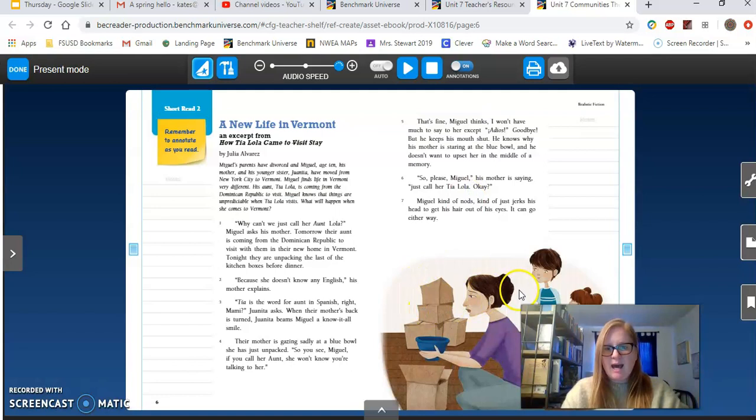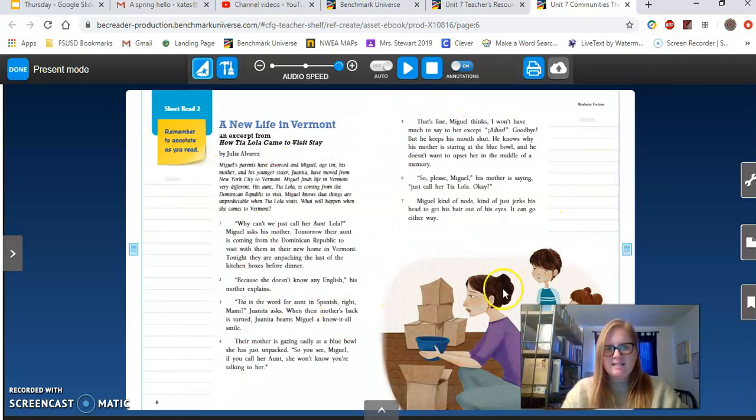So here we have the illustration of the kiddos looking at mom and she's looking at this bowl right here. Where does this happen? Does it happen over here? Does it happen over here?